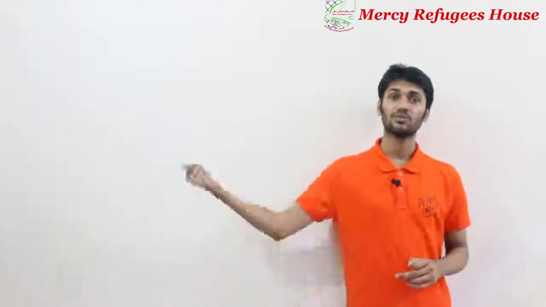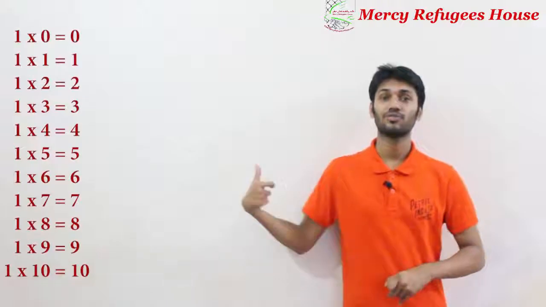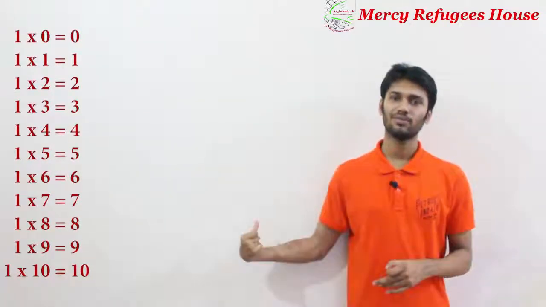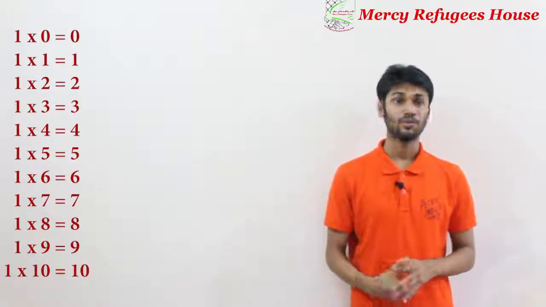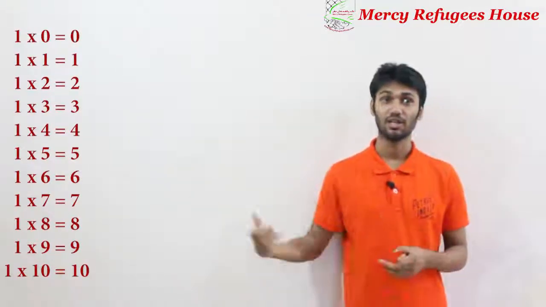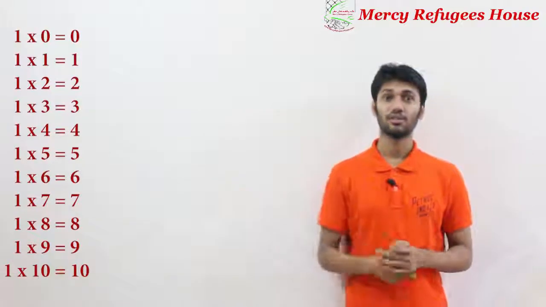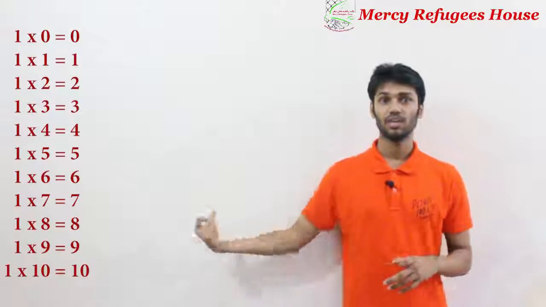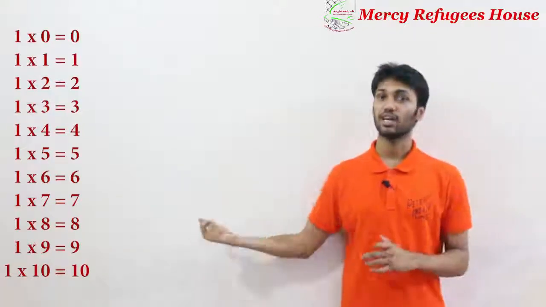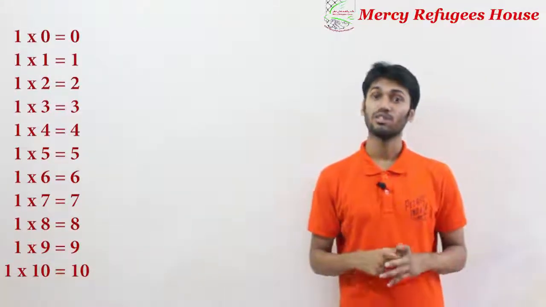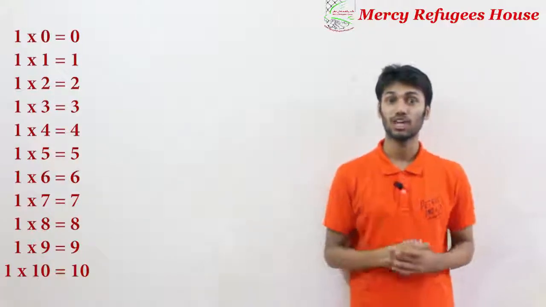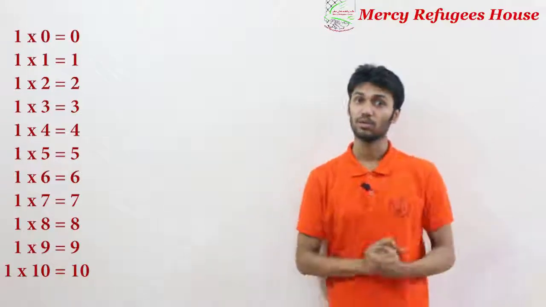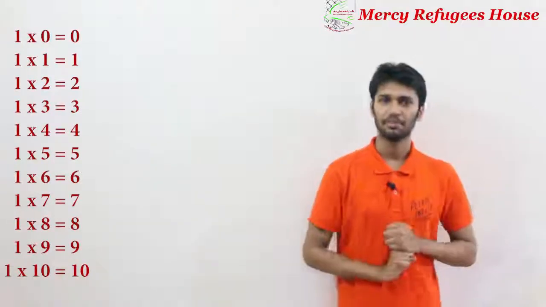Now look at this first table. 1 times 0 is equal to 0. 1 times 1 equals 1. You just make sure they learn it this way. 1 times 0 equals 0. 1 times 1 equals 1. 1 times 2 equals 2. 1 times 3 equals 3. 1 times 4 equals 4. 1 times 5 equals 5. 1 times 6 equals 6. That means whatever you are multiplying with 1, it should remain the same number.